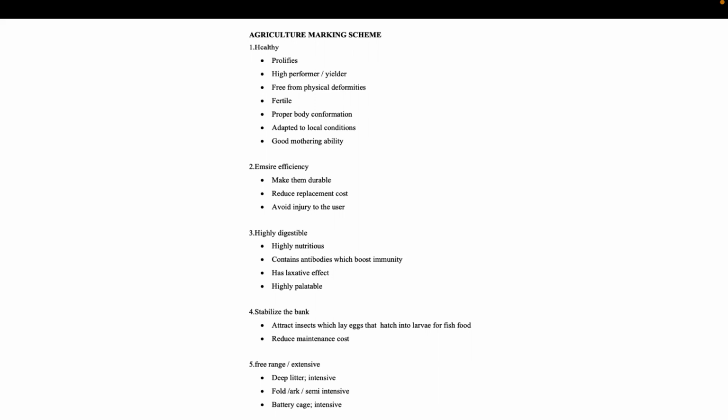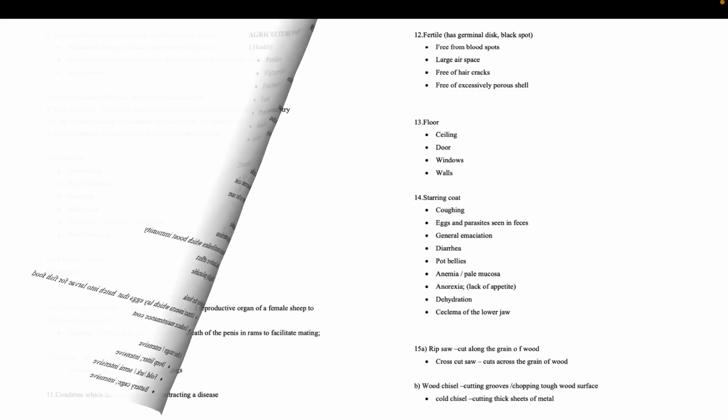3. Highly digestible. Highly nutritious. Contains antibodies which boost immunity. Has laxative effect. Highly palatable. 4. Stabilize the bank. Attract insects which lay eggs that hatch into larvae for fish food. Reduce maintenance cost. 5. Free range, extensive. Deep litter, intensive. Fold ark, semi-intensive.